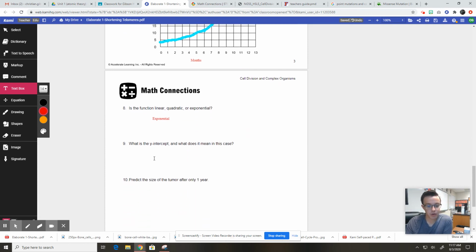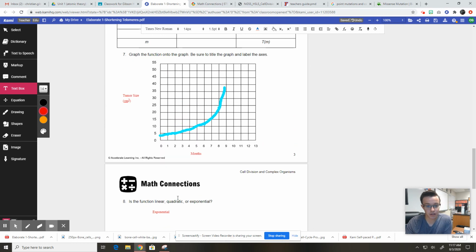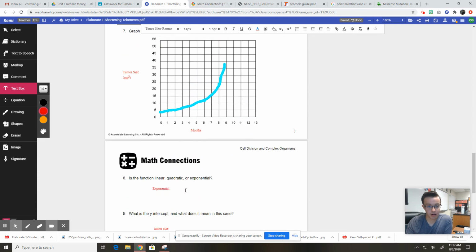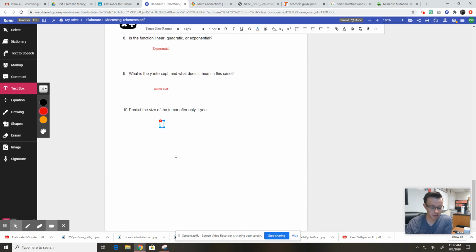All right. What is the y-intercept? So the y-intercept here is the tumor size. And what is the size of the tumor after only 1 year? We can predict. So to solve that, because our graph is exponential, it'd be kind of hard to predict, right? So instead, let's just use that math equation. We've got 3 times 1.25. How many months is in a year? It's 12, right? Raised to the 12th power.